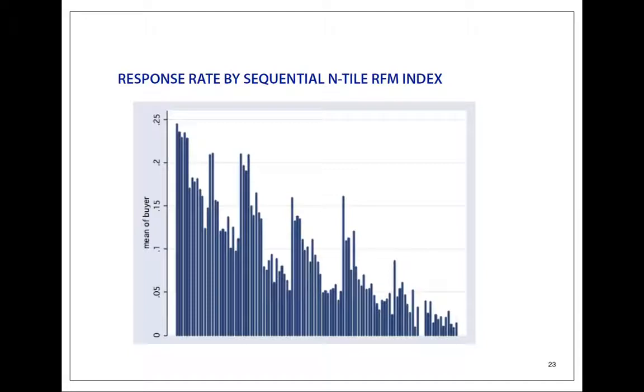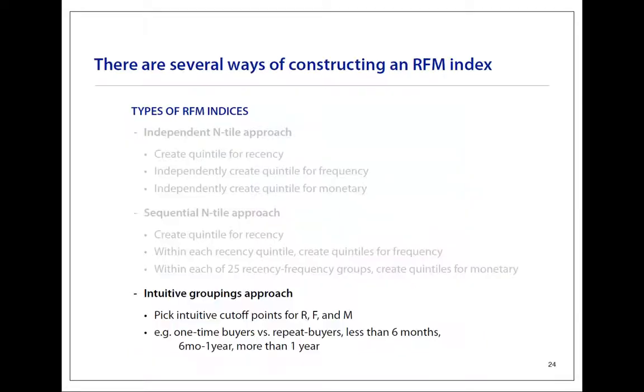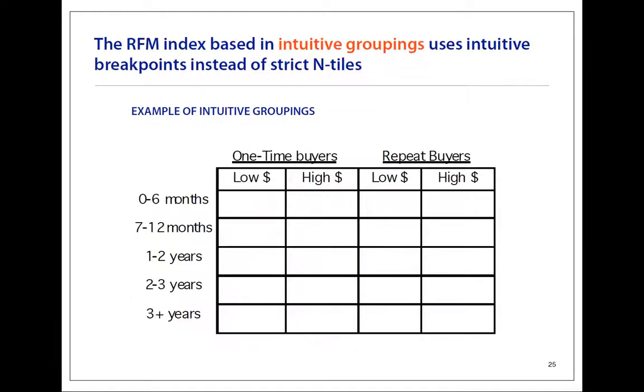This is basically the bar chart created using the sequential grouping method. And there is a last method. It's called intuitive grouping. So forget about arbitrarily dividing people into 5 groups. I think the customers should be grouped, based on their recency, into, say, 6 months, 7 to 12 months, 1 to 2 years, and so on and so forth.